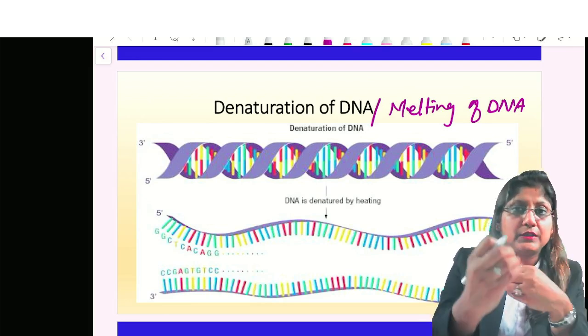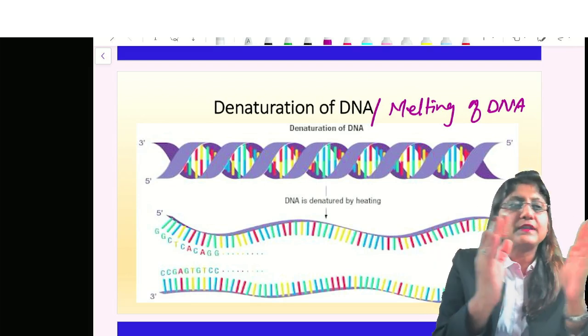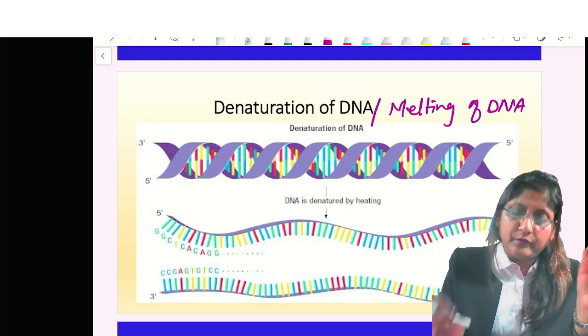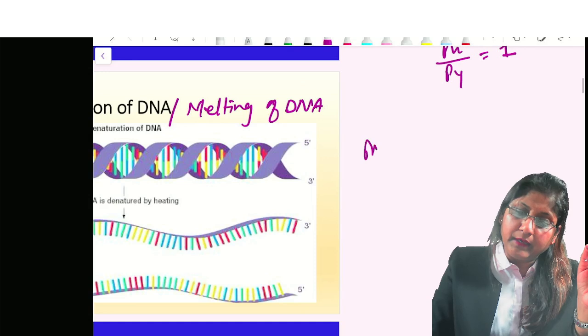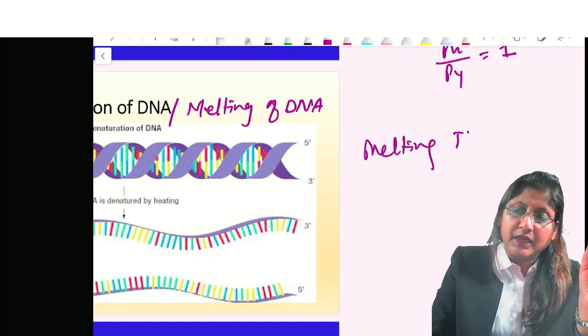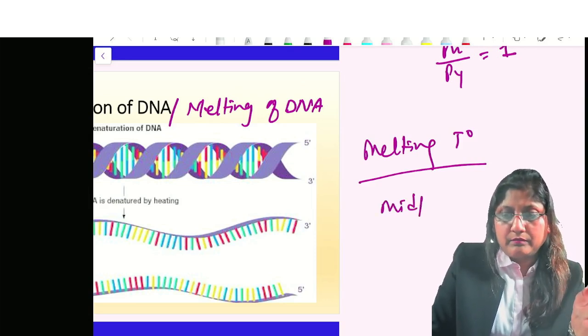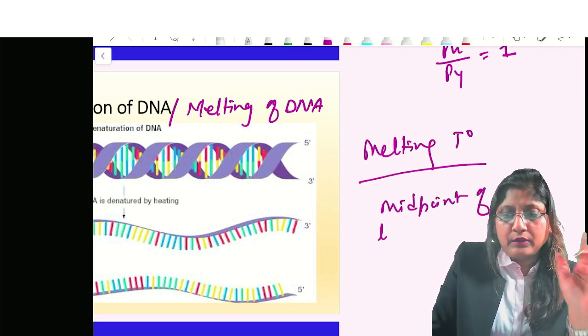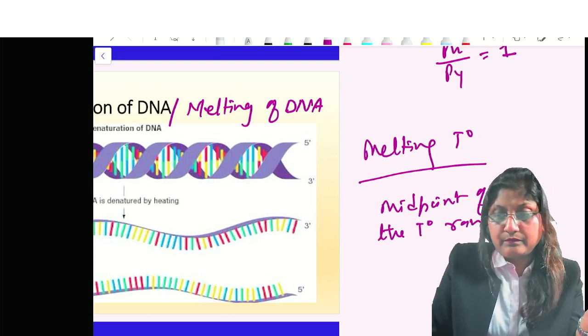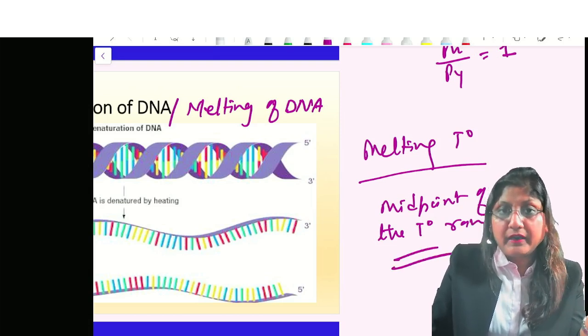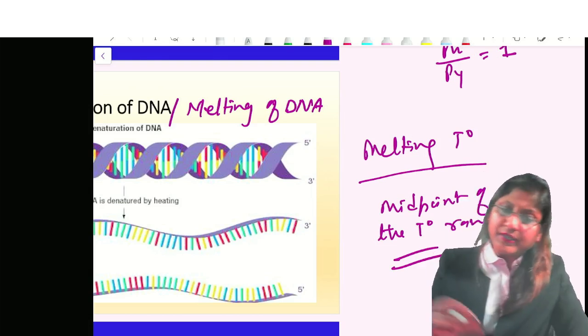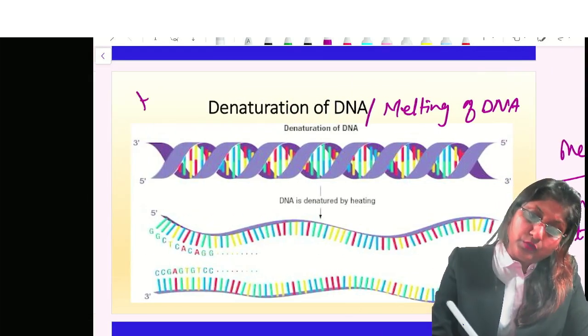When you use heat over a range of temperature, the DNA separates. Midpoint of that temperature is called melting temperature. If anybody asks you what is melting temperature, you say the midpoint of the temperature range over which the separation takes place. Melting temperature. So you can use heat to melt the DNA.